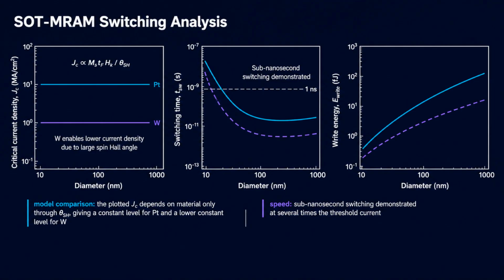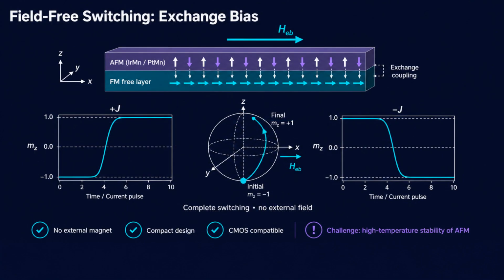square meter. Exchange bias provides field-free SOT switching by coupling the free layer to an antiferromagnet. The antiferromagnet creates a built-in exchange bias field that breaks symmetry. Simulations illustrate current polarity-dependent dynamics under exchange bias, with positive and negative currents driving the magnetization in opposite directions. No external magnet is needed, making the device compact and compatible with standard CMOS integration.